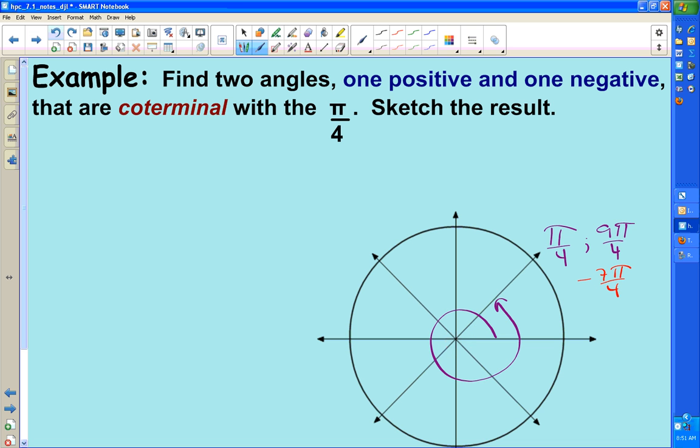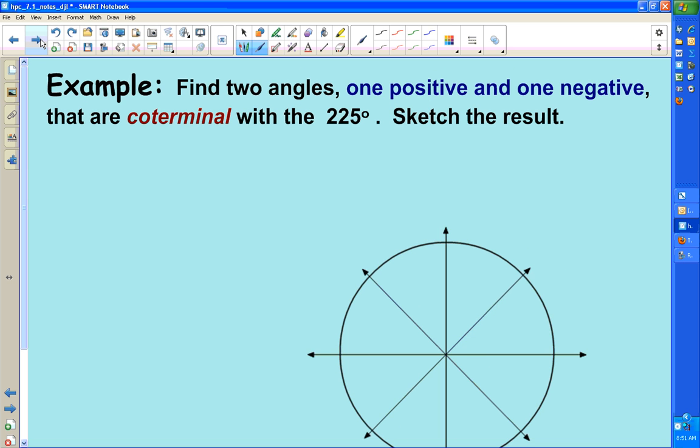The angle would look like this. It's terminal at the same location. You can continually add 2 pi or subtract 2 pi to get other angles at the same terminal ray. This is our terminal ray. Are these the only correct answers? No. 17 pi over 4, 25 pi over 4, just keep adding 8 pi over 4, or subtracting. Minus 15 pi over 4, etc. All you need to be able to find is one positive, one negative.